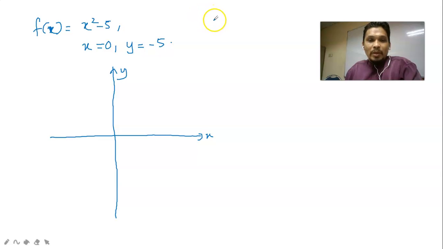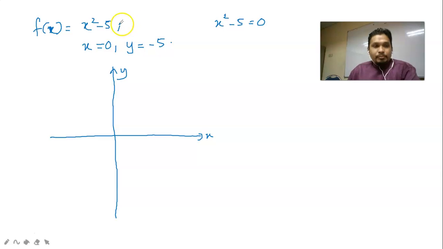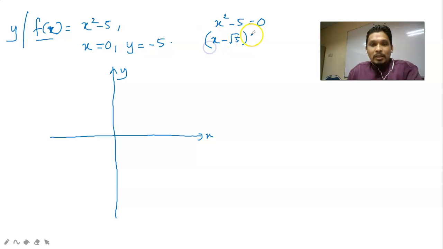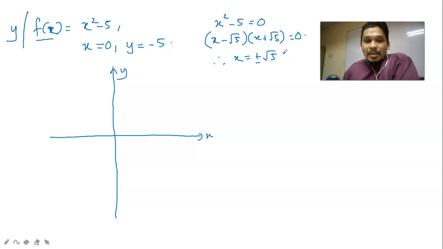And when y equal to 0, or f(x) = x squared minus 5 equal to 0, then this one comes out with (x minus square root of 5)(x plus square root of 5) equal to 0. So then x equal to plus minus square root of 5. Now square root of 5, you may just find out using a calculator for the decimal. Let's say I put this one here as negative square root of 5, and here is square root of 5, and this is negative 5.